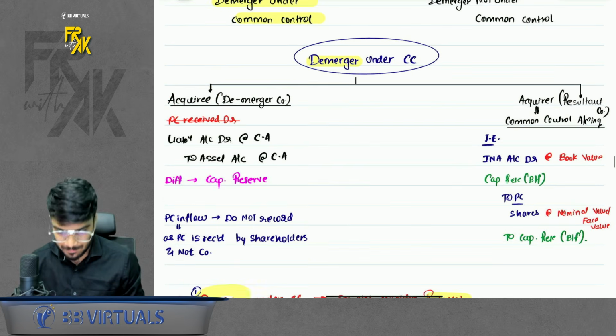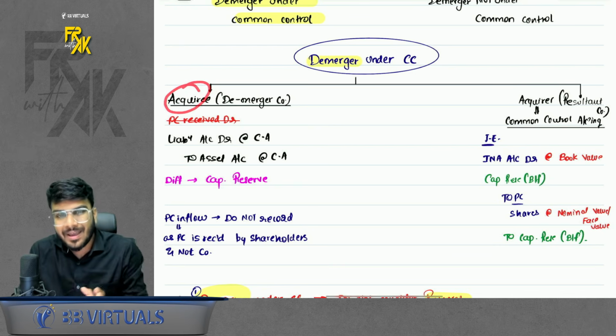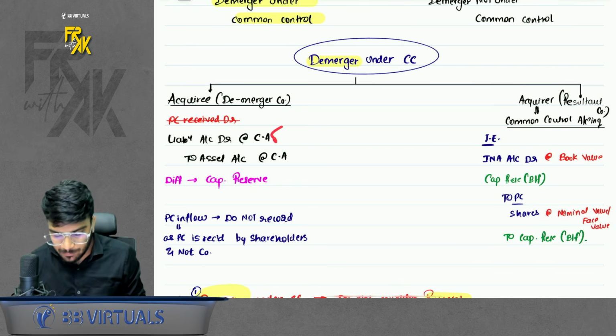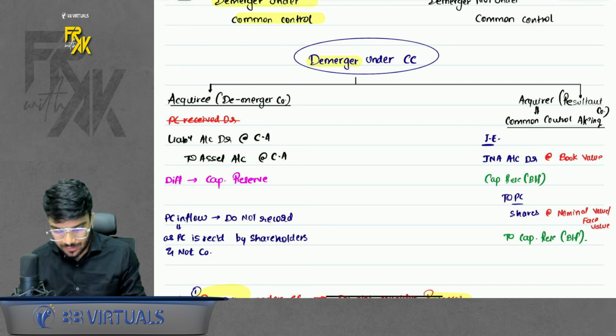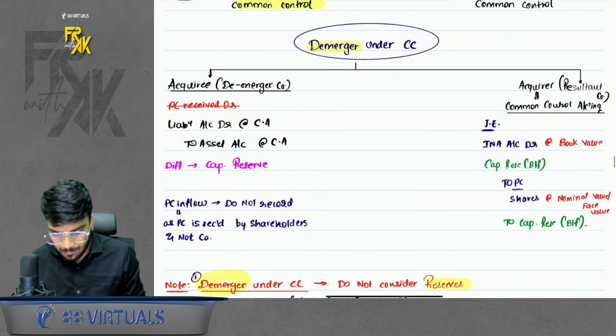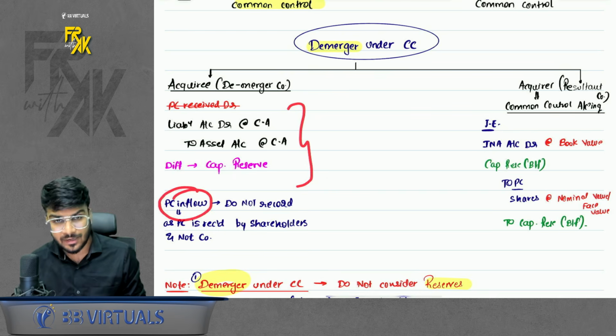That is the demerged company. Okay, so the acquiree, the acquired division, is going out, so it will remove the liabilities and remove the assets. The difference will go to capital reserve. Do remember, the acquiree will not record the PC inflow.